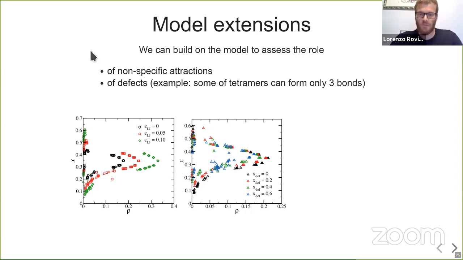So if instead of forming 4 bonds, a fraction of particles can form up to only 3 bonds, you see that from the black, which is the perfect system, we see a shift upwards and leftwards. So the phase diagram shrinks a bit as we increase the fraction of defective particles.